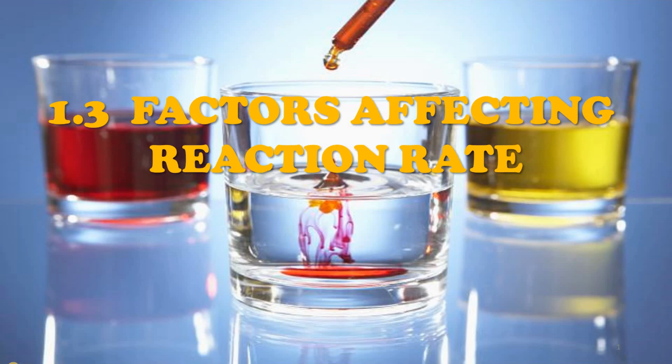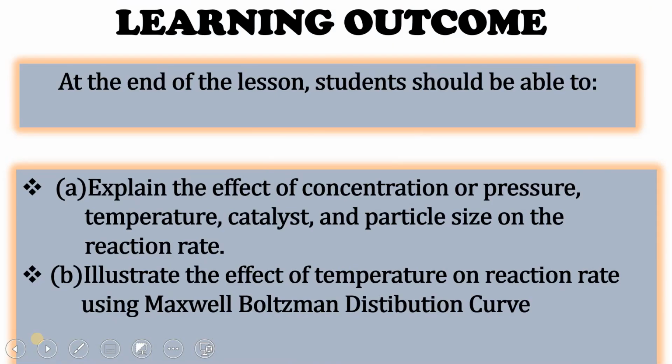For today, we learn about 1.3 factors affecting reaction rate. Our objective today: at the end of the lesson, students should be able to explain the effect of concentration or pressure, temperature, catalyst, and particle size on the reaction rate.